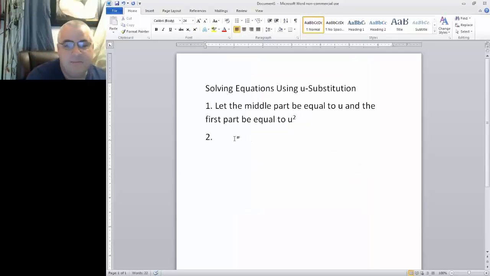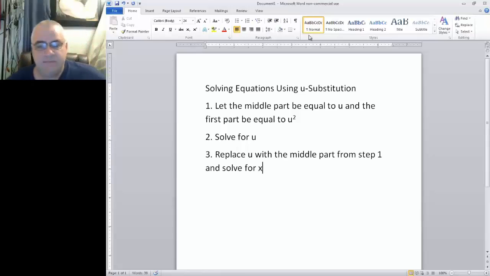Okay. Now second step, solve for U. Step 3, replace U with the middle part from step 1 and solve for X. Changing my wording on that this time. Usually I say plug U equals blank back in and solve for X. Trying to see if this one will be a little bit clearer on this step. We'll see. Okay, so we're going to follow these 3 steps on our problems.